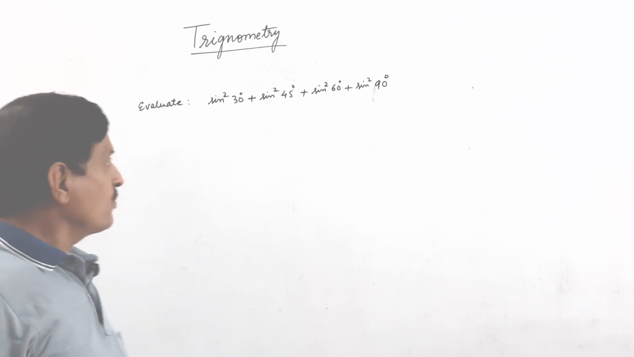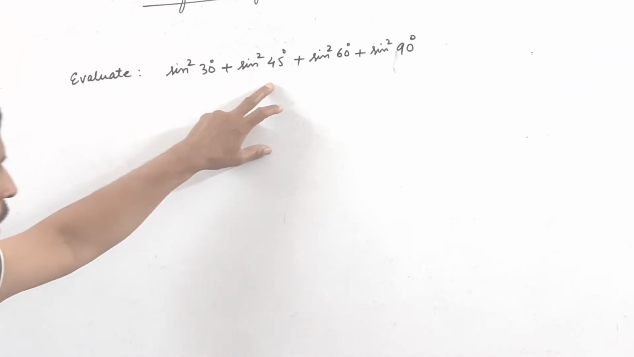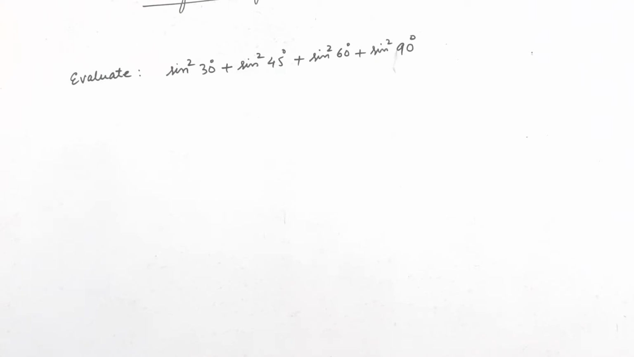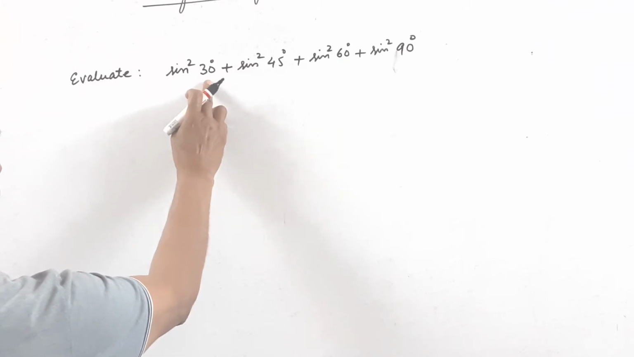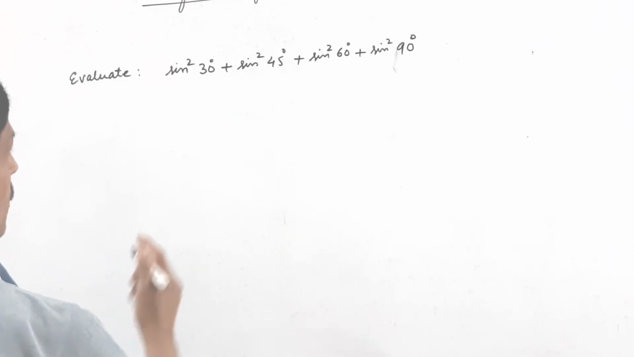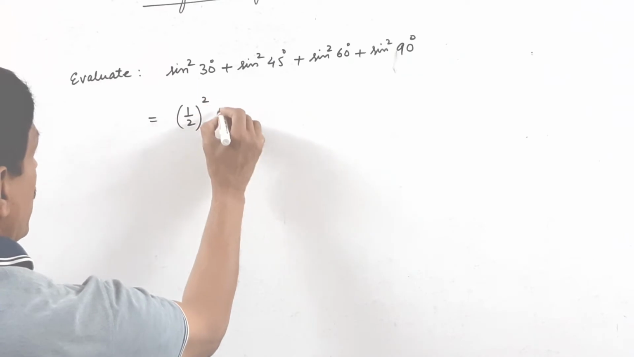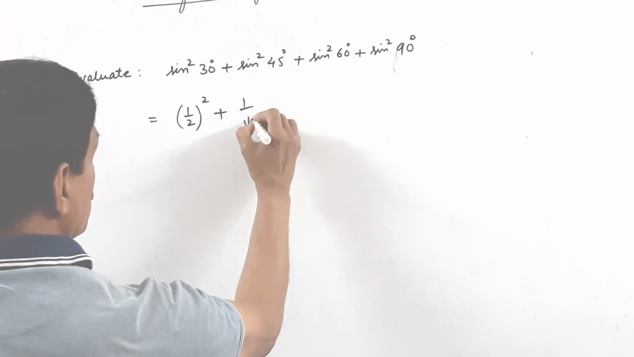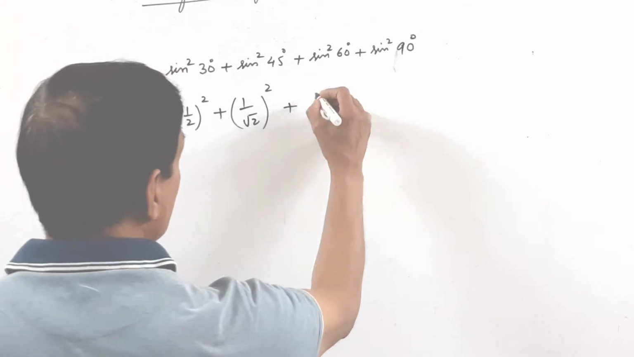In the next question, we have to evaluate sin square 30 degree plus sin square 45 degree plus sin square 60 degree plus sin square 90 degree. From the table, we substitute the values of these trigonometric ratios. We know sin 30 is equal to 1 upon 2. So this is equal to 1 upon 2 square plus sin 45 is 1 upon root 2 square plus sin 60 is root 3 by 2.